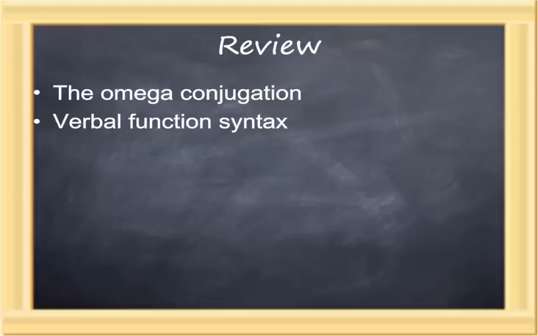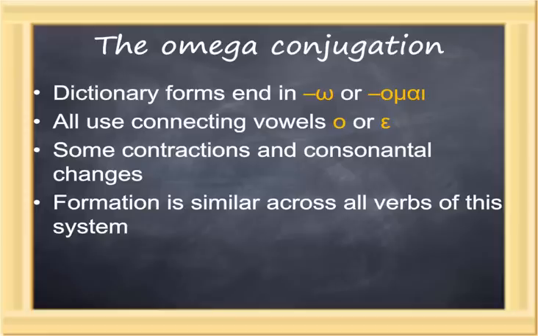Since the middle of Greek 1, as we have been working on verb forms, all the verbs have been from the omega conjugation, and it is that conjugation we used to determine verbal function and syntax. By the omega conjugation, we mean those verbs, the dictionary forms of which end in either omega or omicron, mu, alpha, iota. In other words, all verbs in this conjugation use thematic vowels, connecting vowels, omicron or epsilon.